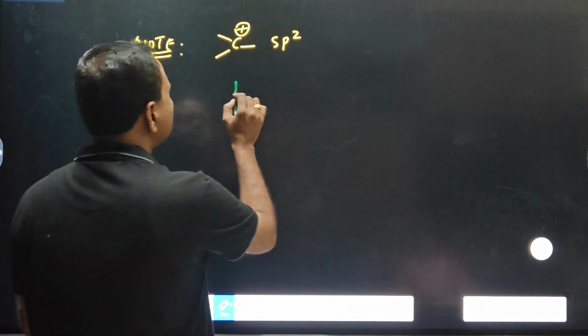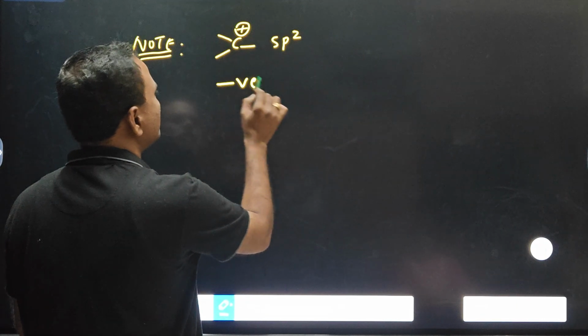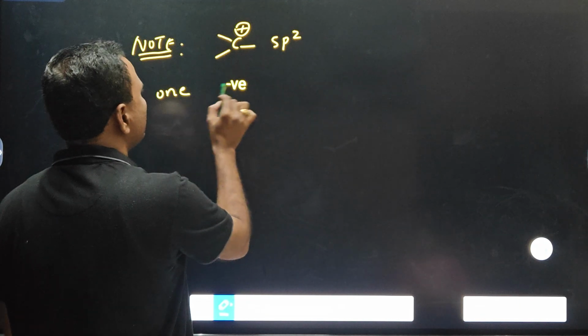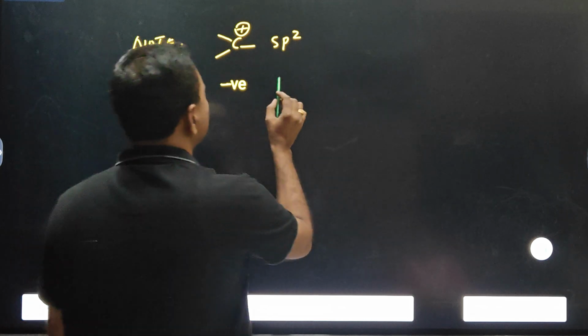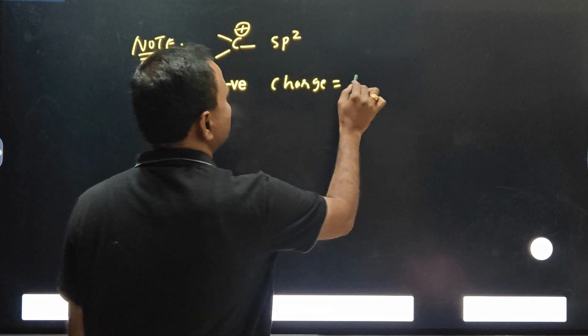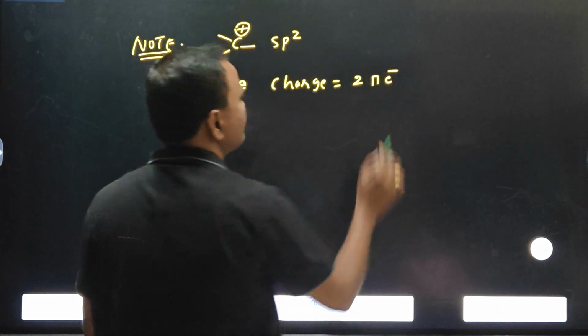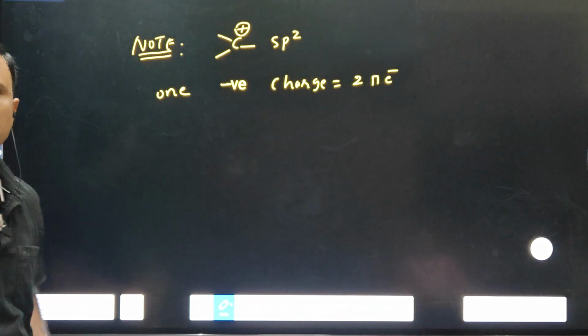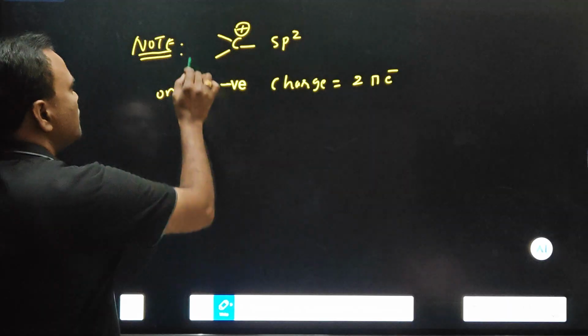Next, consider one negative charge. One negative charge is equal to 2 pi electrons. One negative charge has 2 pi electrons.